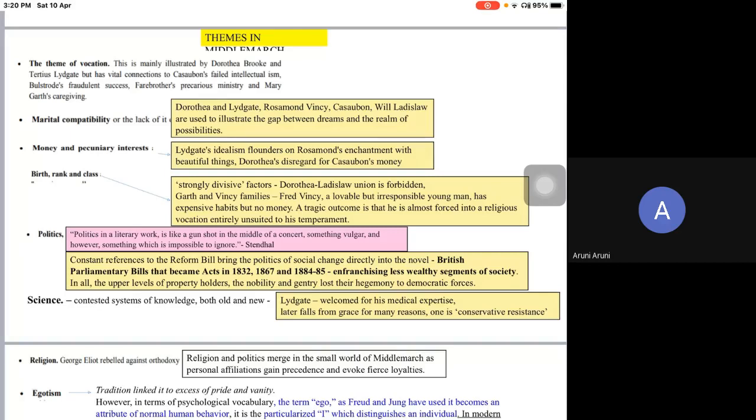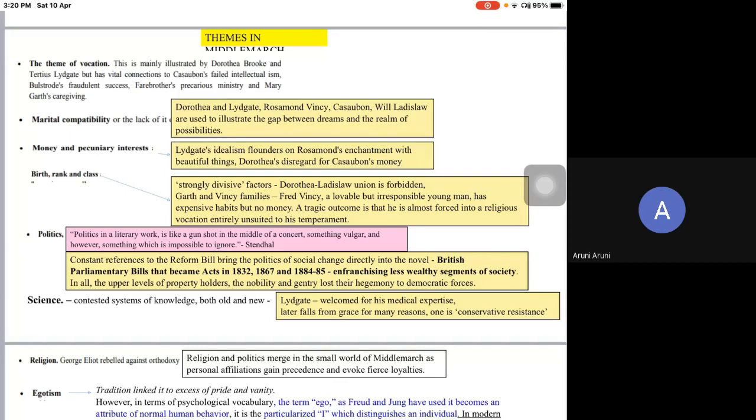Then money and pecuniary interests. Lydgate's idealism flounders on Rosamond's enchantment with beautiful things, and Dorothea disregards Casaubon's money. So money and interests regarding wealth. Two examples. One is how Lydgate's idealism suffers, breaks, flounders because of Rosamond and her enchantment with everything that is expensive. And on the opposite side, you have Dorothea disregarding Casaubon's wealth, even though he lays a codicil that she cannot pursue Will Ladislaw even after his death. But Dorothea is not bothered about Casaubon's inheritance. So you have two opposite sides of the spectrum there.